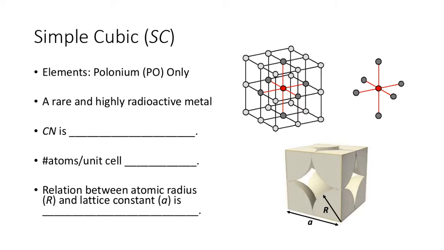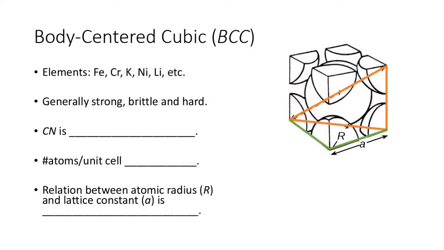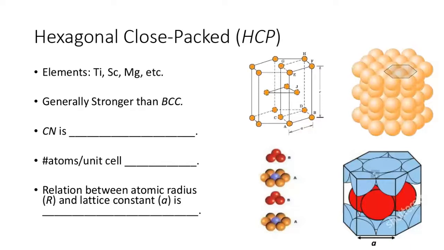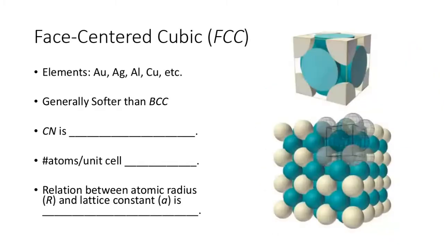In your lab assignment, you're to work on four different crystal structures: simple cubic, the next is body-centered cubic, the next is face-centered cubic, and the last is hexagonal close packing. I want you to work on them and find three properties for them.